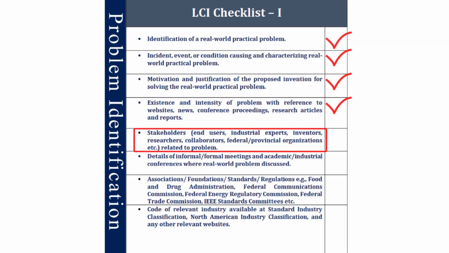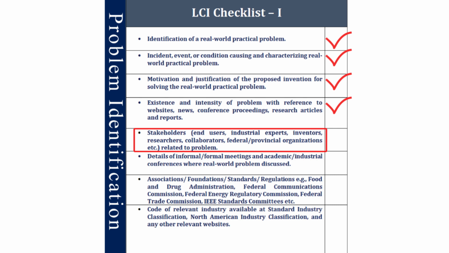Item number 5 of the LCI checklist 1 talks about stakeholders and their involvement in the identification of a real-world practical problem. Who are the stakeholders of the research? They could be the end users, the direct customers. There may be industrial experts who later on would like to buy your technology or your inventions and convert them into new products and services.